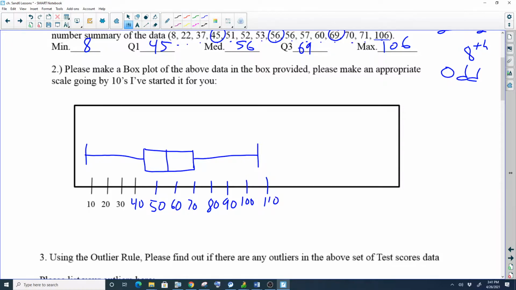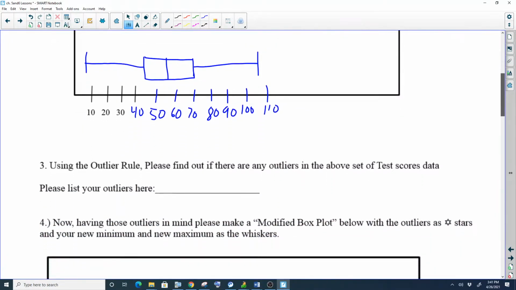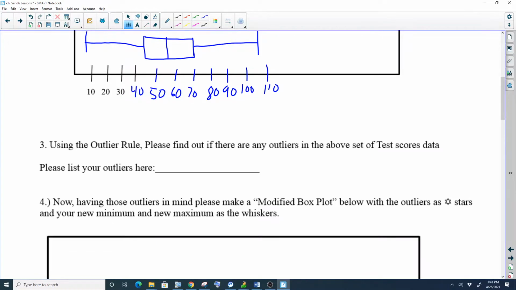Awesome. So next it wants us to do the outlier rule. So do you remember how to find any outliers? So I'll do the upper boundary, and everybody else that's watching this video, you practice the lower boundary to see if there's any outliers. So to do outliers, you basically take Q3 minus Q1, which is the IQR.